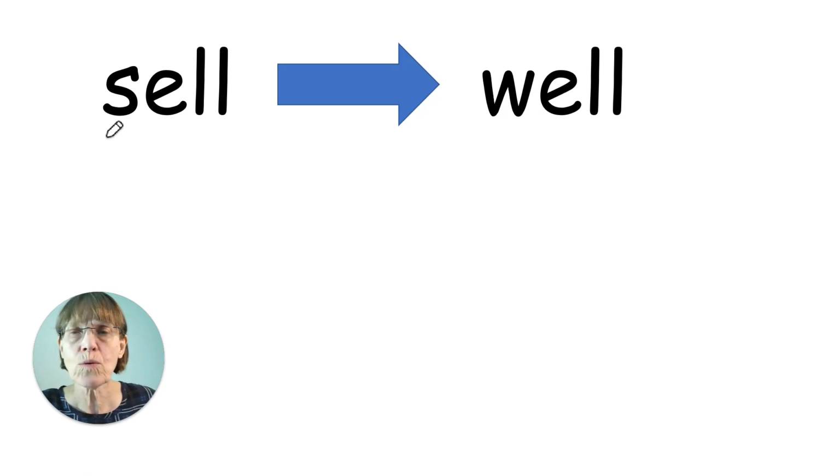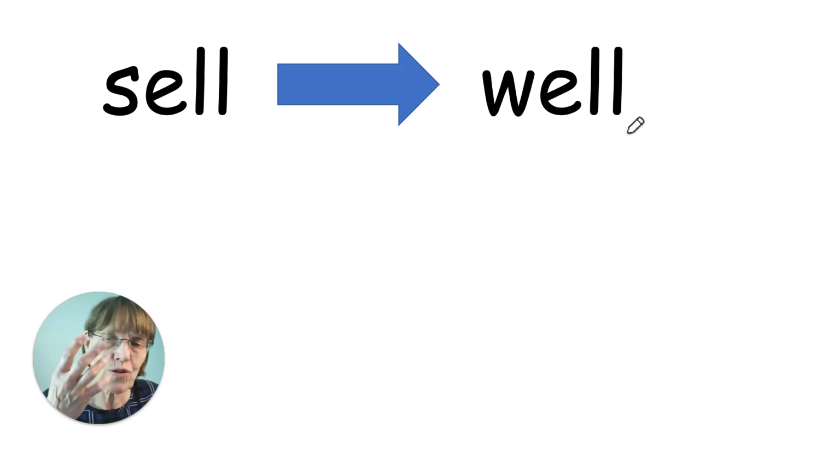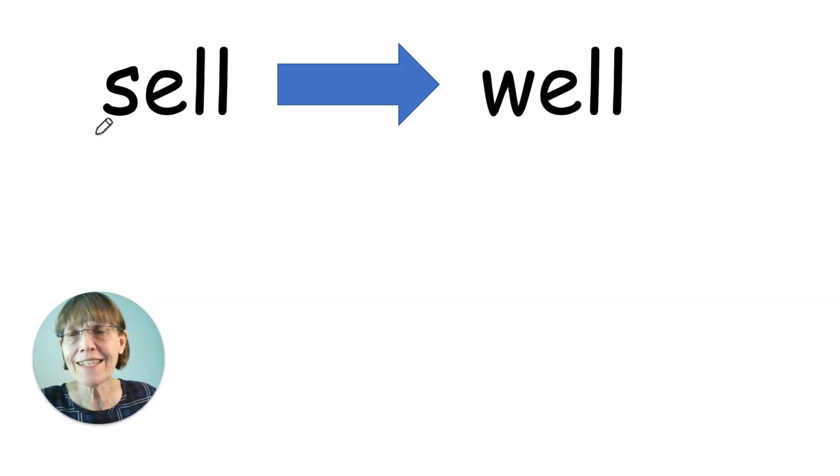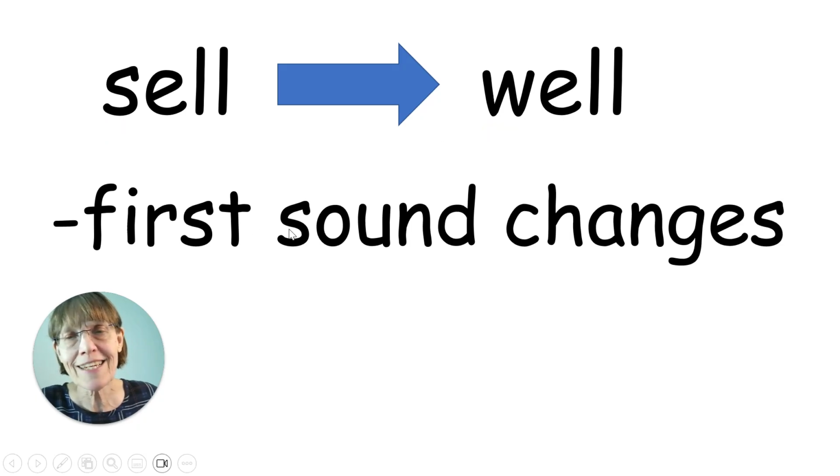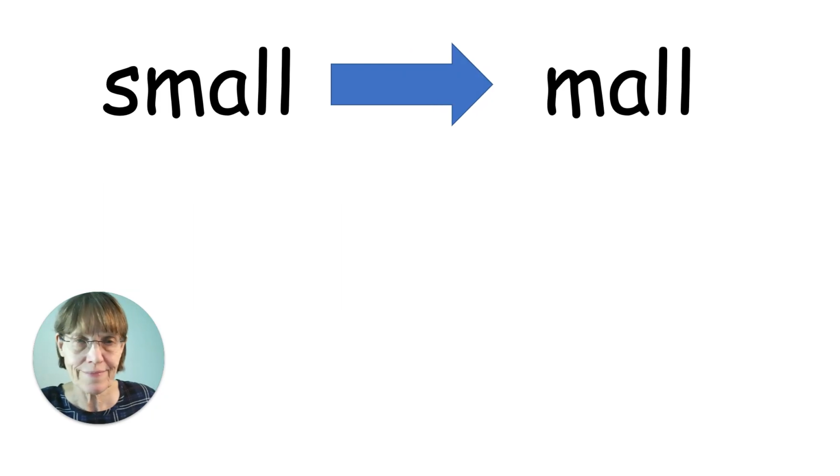Here we have the word sell, s, e, l, 3 sounds. And now we have the word well, w, e, l, 3 sounds, 4 letters, 3 sounds. What changed? S went to w. So the change is the first sound changed.